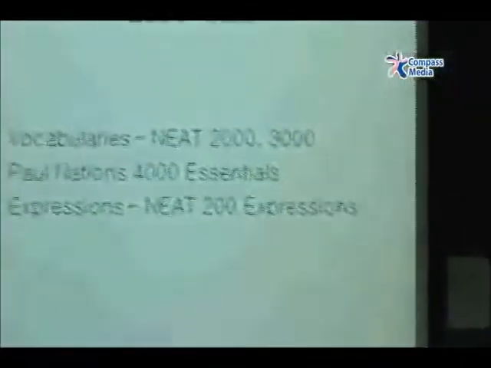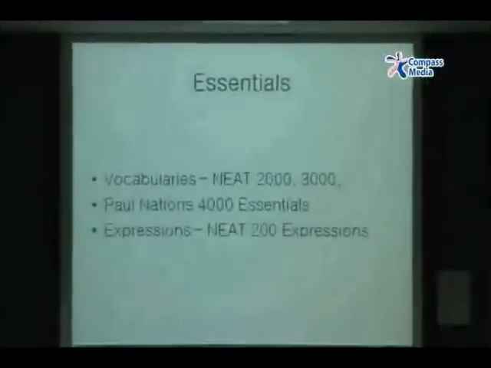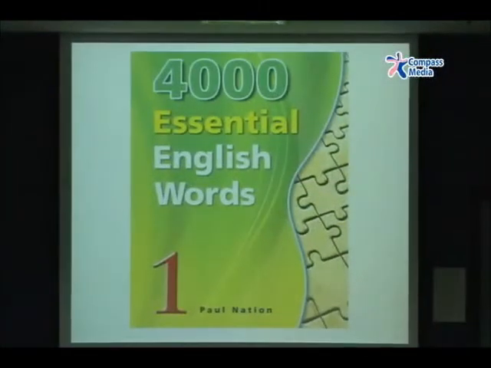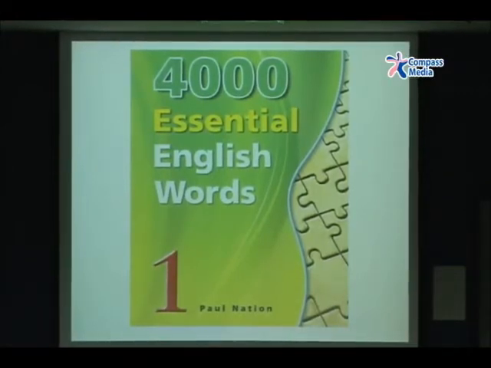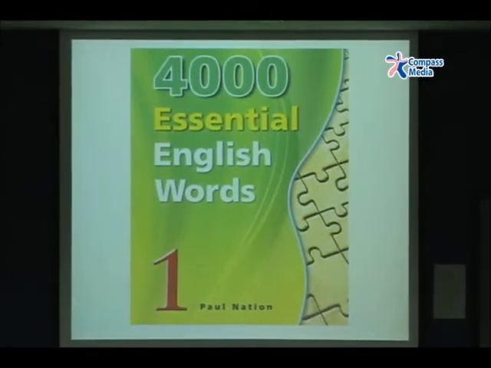Now, when you visit the NEAT official website, you will find the 2,000 and 3,000 NEAT essential vocabulary lists. I wasn't able to bring it up, but there are also 200 useful colloquial expressions you can use. It's interesting that there is a book called 4,000 Essential English Words published by Pole Nation and Campus Media, and I made a cross-reference from its series 1 to 6 and the NEAT 2000 and 3000 essential lists by the Ministry of Education of Korea.